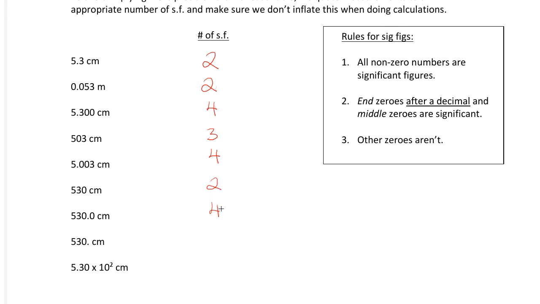What if you wanted to have 3 significant digits for this measurement? Well, you could put a decimal place there. That decimal place, by our rules, turns this 0 now into a significant figure. And so we have 3 significant figures in this case.